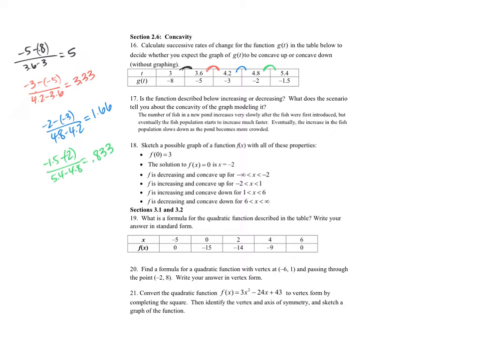All right, so what I can see then is that the average rates of change are decreasing over time, are decreasing as t increases. So what that means is, if we have decreasing rates of change, that means the graph is concave down.